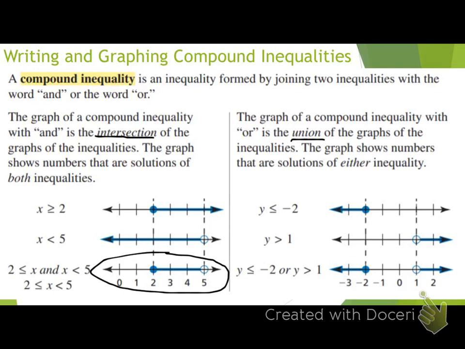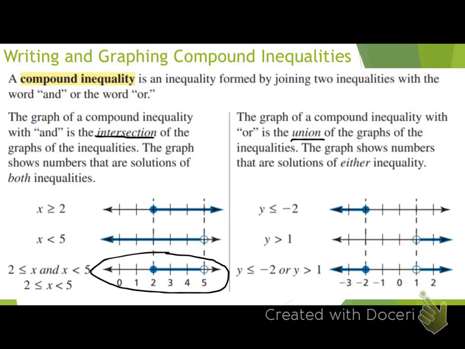So, once again, they're going to graph these two inequalities individually. So y is less than or equal to negative 2. Closed circle on negative 2, shaded to the left. Y is greater than 1. Open circle on 1, shaded to the right. Does everyone agree with those two graphs?